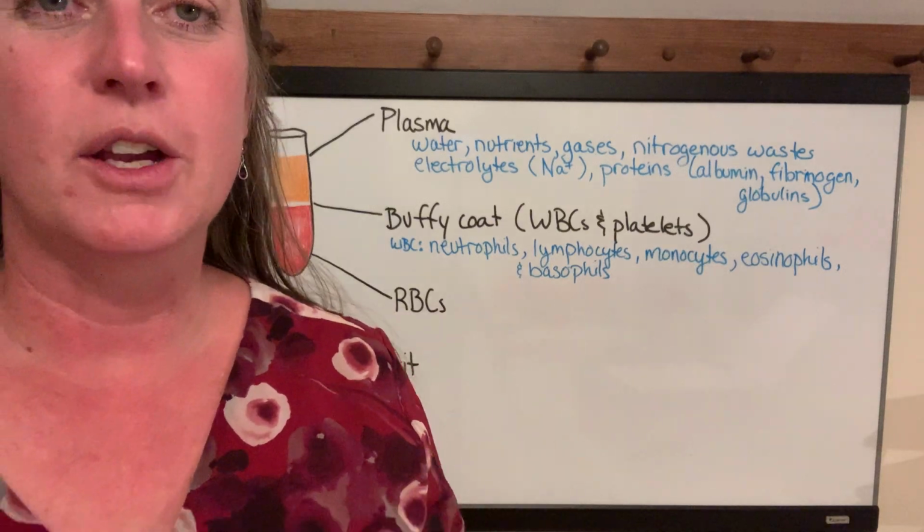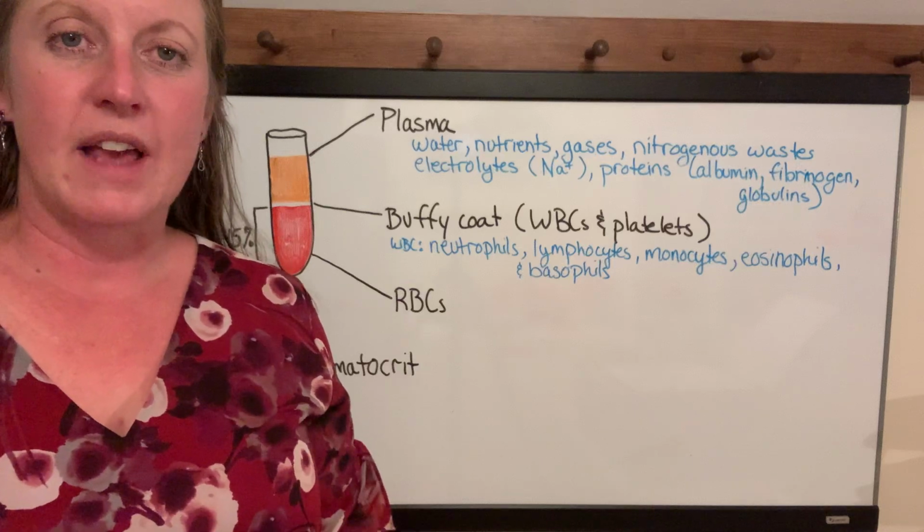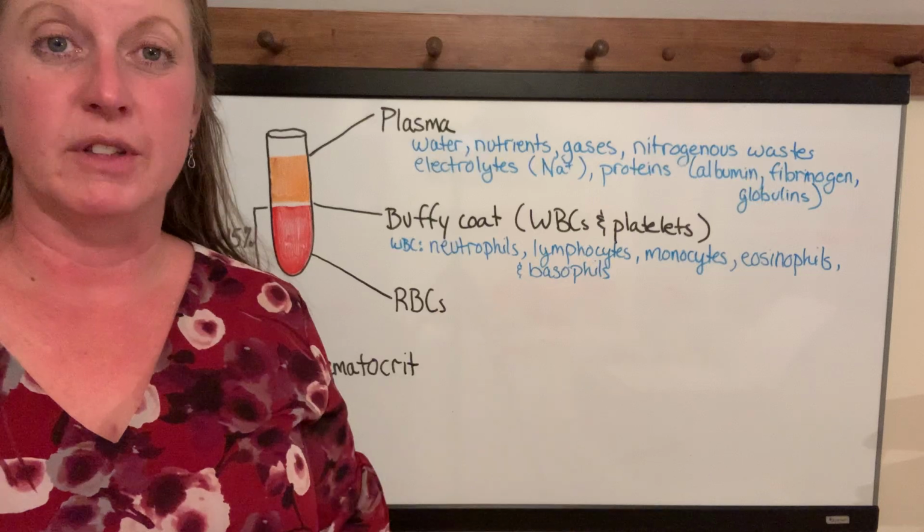Hi, this video is about the composition of blood. Adult humans have between 4 and 6 liters of blood in their body. We'll call it 5 liters on average.